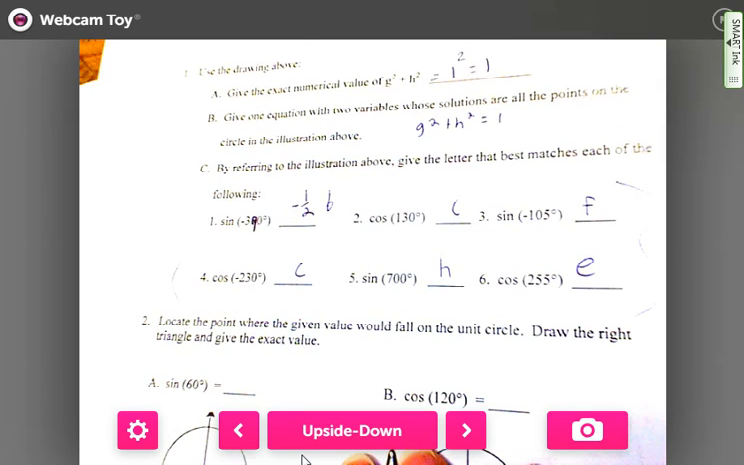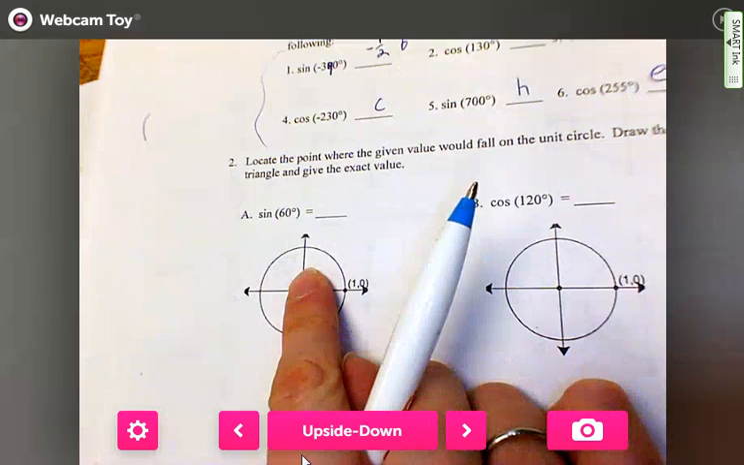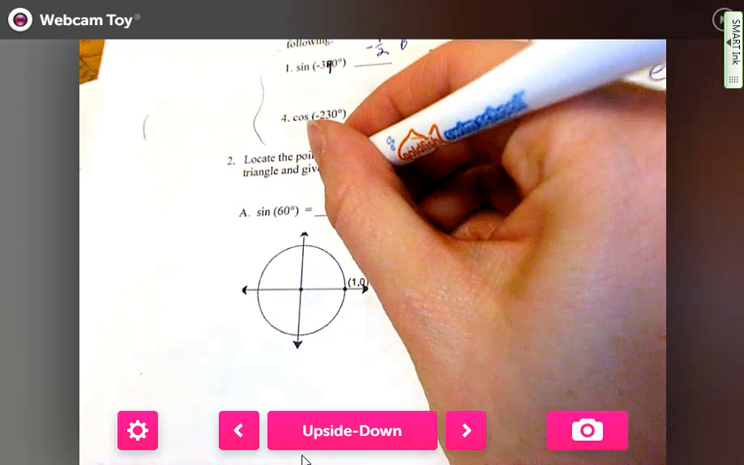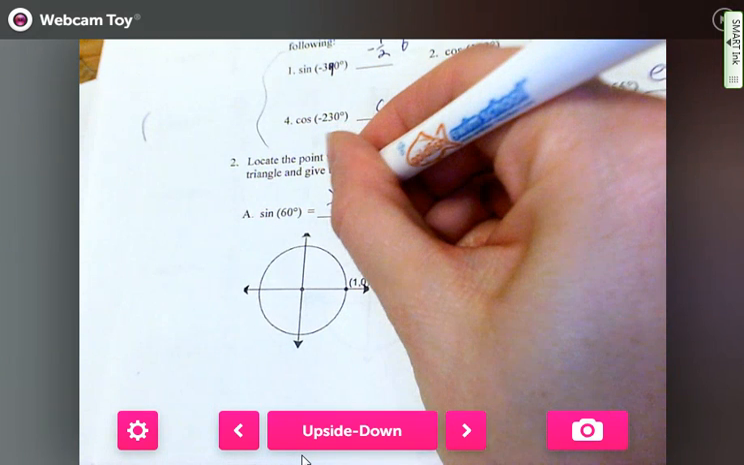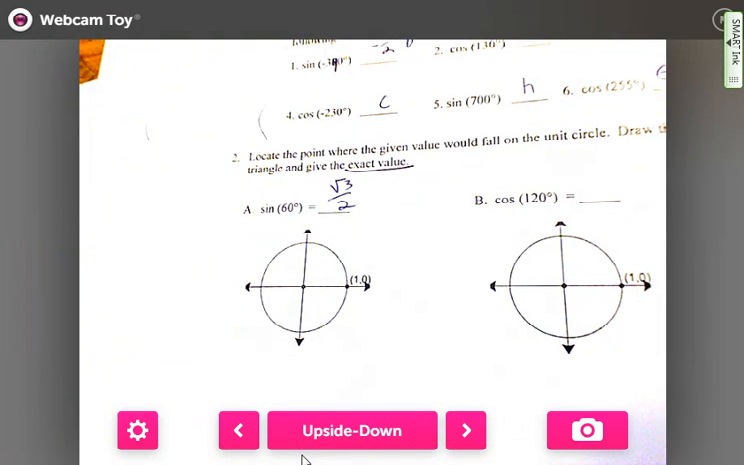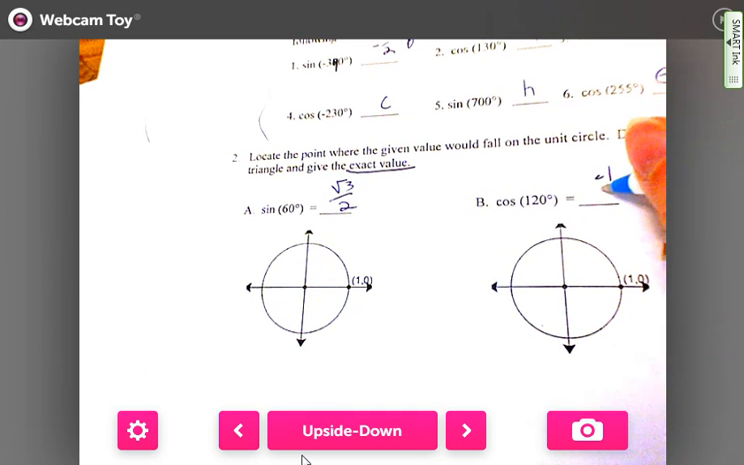Okay, if we are looking at the sine of 60, this is when we take out our unit circle. Our sine of 60, you guys should get square root 3 over 2. When it says exact values, that means don't round. That means no decimals. You should be using fractions. The cosine of 120 should be negative 1/2. Okay.